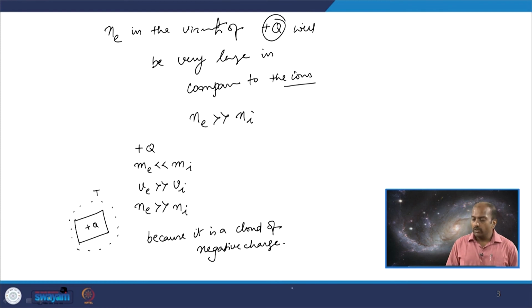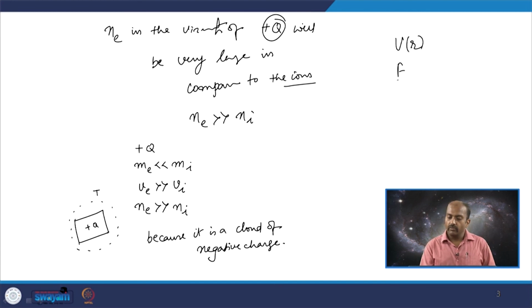Now, what is our objective? Our objective is to find the potential, or let us say the electric field, as a function of distance. What we have realized so far is that due to these attraction forces, the number of electrons is very large in comparison to the number of ions. So, effectively there is now a charge density, which is charge per unit volume.